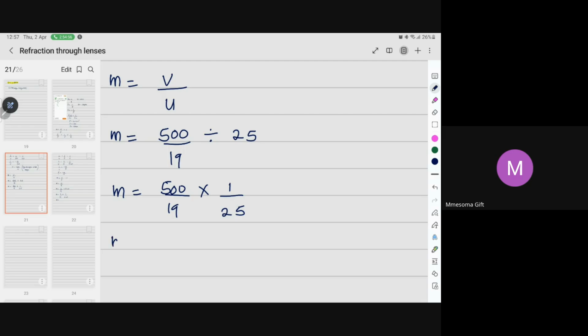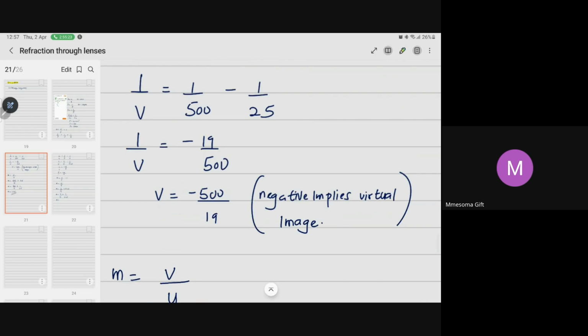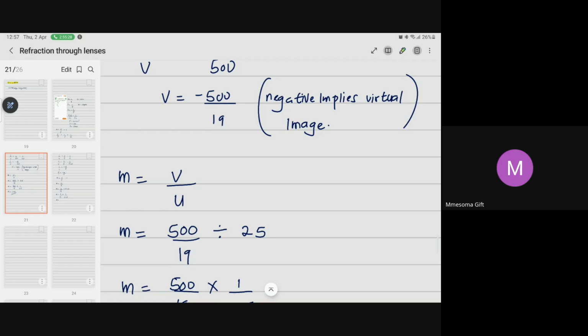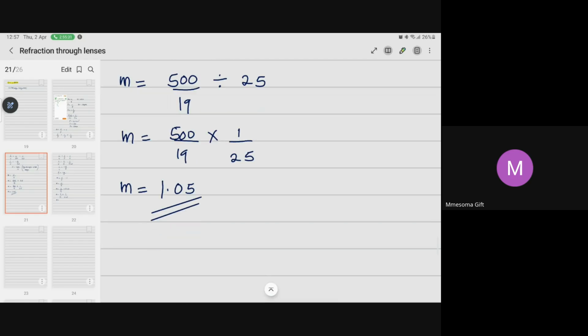So that M is equal to, let me punch my calculator, then we are good to go. 500 all over 19 times 1 over 25. So this will give us that M is equal to 1.05. That's the multiplication I got right there, because U is this, I've converted my V to 500 over 19, so divided by U, so multiply. So that's what you're going to get, guys, any way you want to do it.